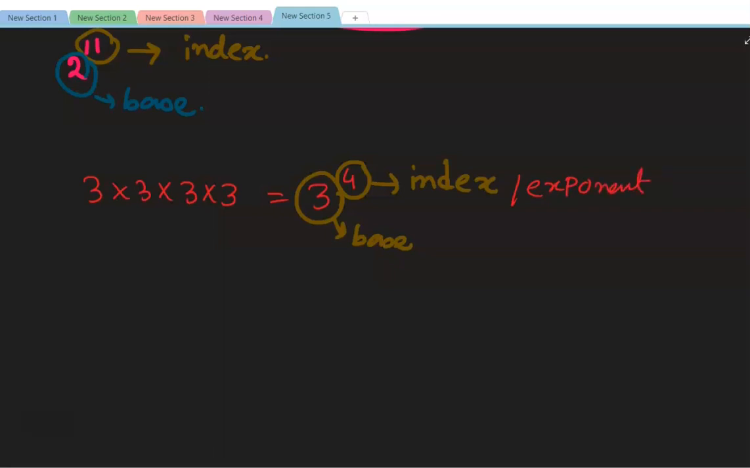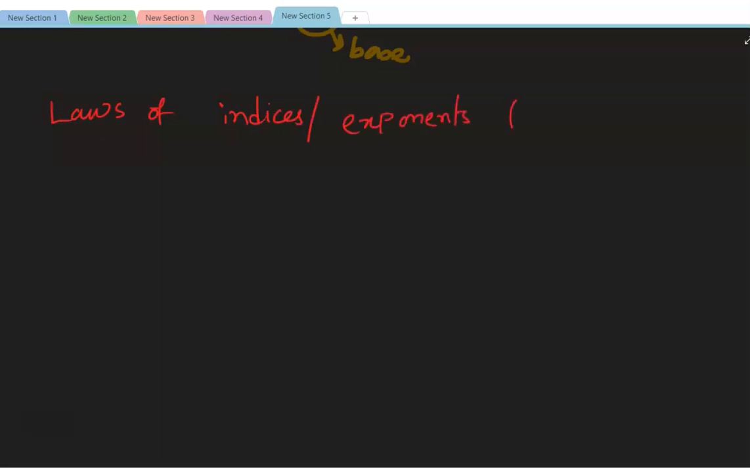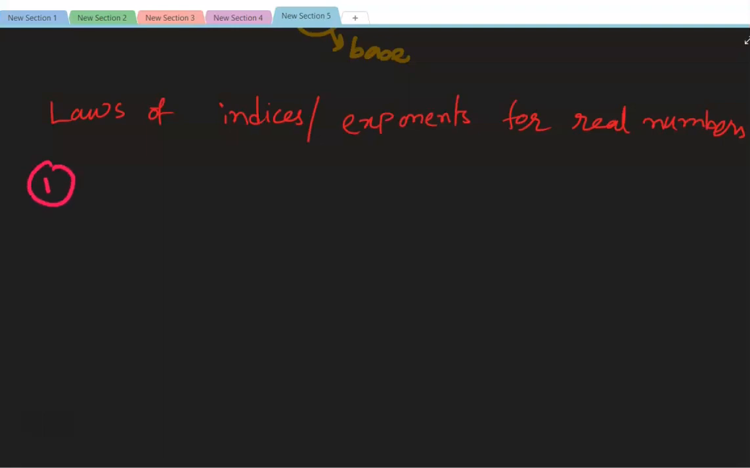Now since we have understood what is index and what is base, let's move to the laws. Laws of indices or laws of exponent. We have this for real numbers. So what does the first law tell? The first law tells a to the power m multiplied by a to the power n gives us a to the power m plus n.